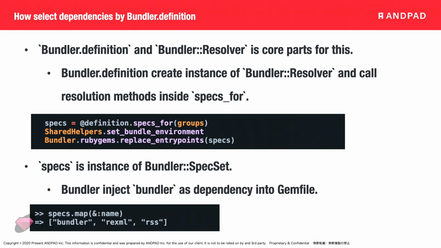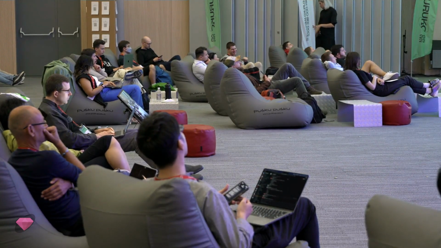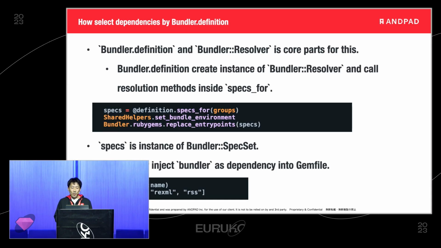Following the removal of the load path entries, Bundler utilizes Bundler definition to fetch the library collection associated with names and versions from the lock file and Gemfile. In this example, Bundler definition returns Bundler, REXML and RSS from the gem specs. The next step is setting up Bundler-related environment variables again. Lastly, Bundler setup will call the Bundler RubyGems replace entry points method.